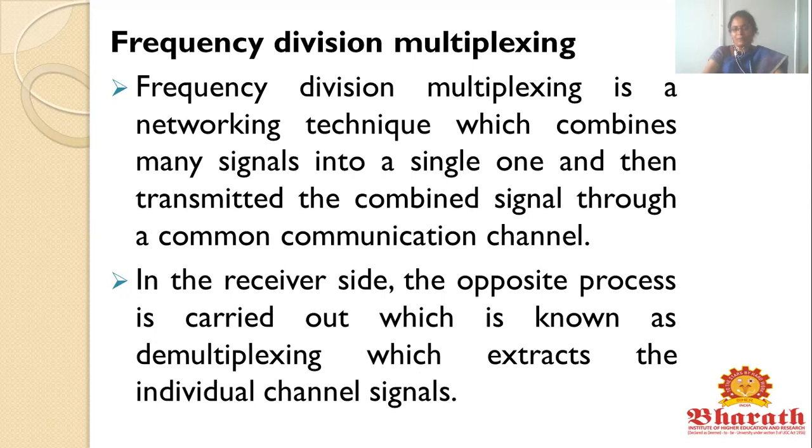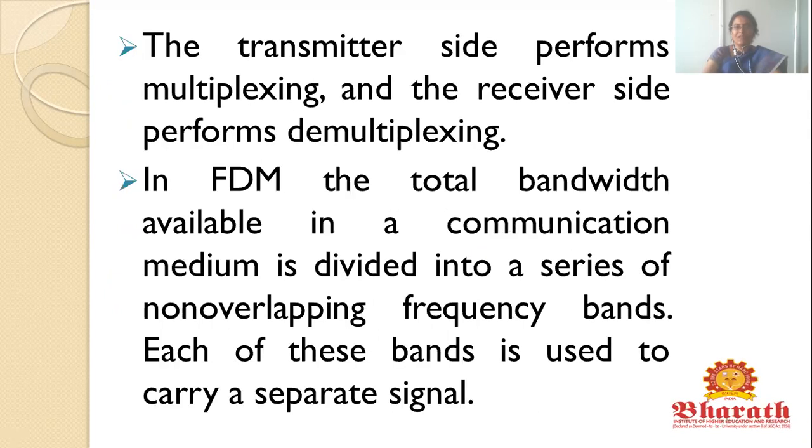Frequency division multiplexing is a networking technique which combines many signals into a single one and transmits the combined signal through a common communication channel. On the receiver side, the opposite process is carried out, known as demultiplexing, which extracts the individual channel signals. The transmitter side performs multiplexing and the receiver side performs demultiplexing.